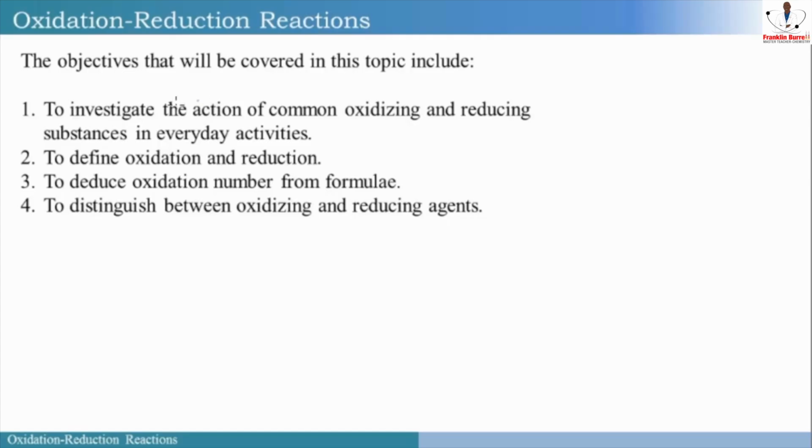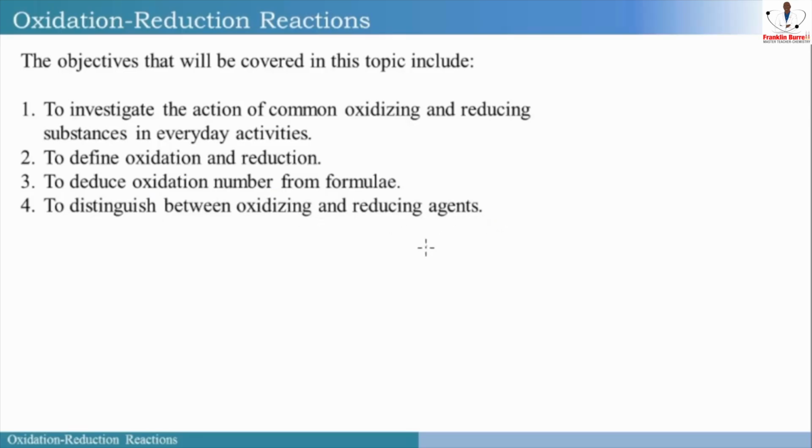The objectives that will be covered in this topic will include: 1. To investigate the action of common oxidizing and reducing substances in everyday activities. 2. To define oxidation and reduction. We'll do so two ways. 3. To deduce oxidation number from formulae. And finally, to distinguish between oxidizing and reducing agents.